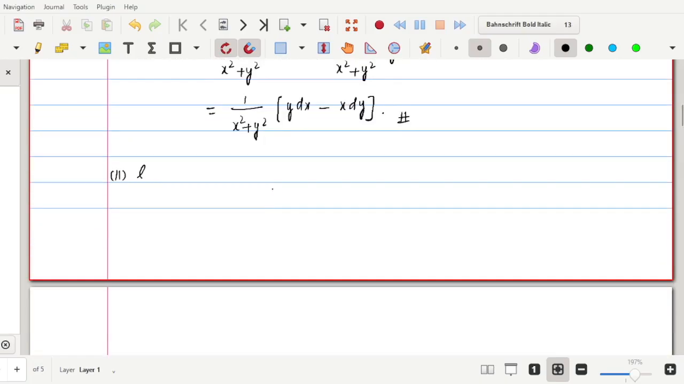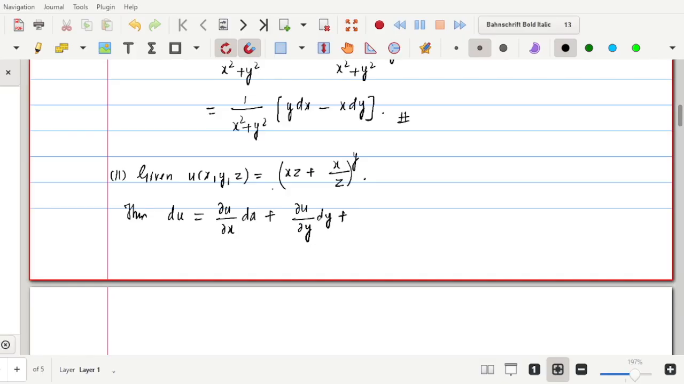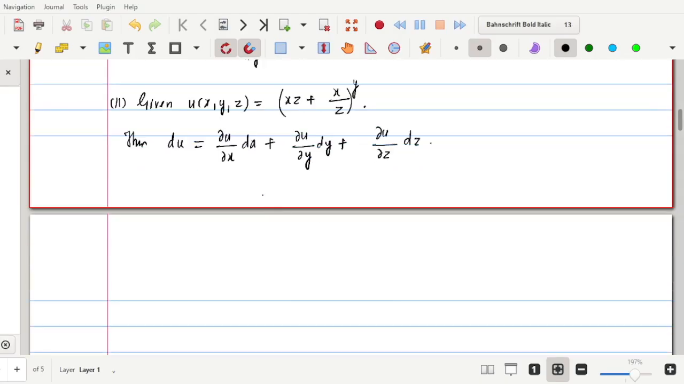Now our second part is given: u of x, y, z is equal to (xz plus x divided by z) power y. Then according to the definition, we have to evaluate the total derivative of u. This will be equal to del u by del x dx plus del u by del y dy plus del u by del z dz, because u is a function of three variables x, y, and z. Now we will evaluate these three partial derivatives of u with respect to x, y, z one by one.